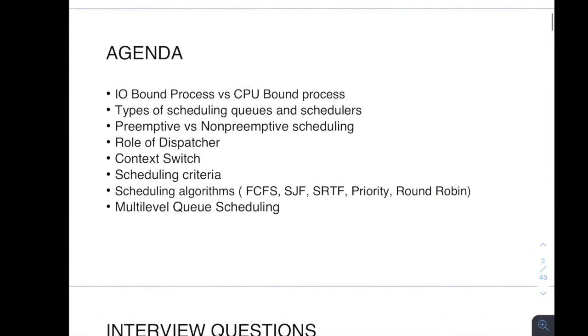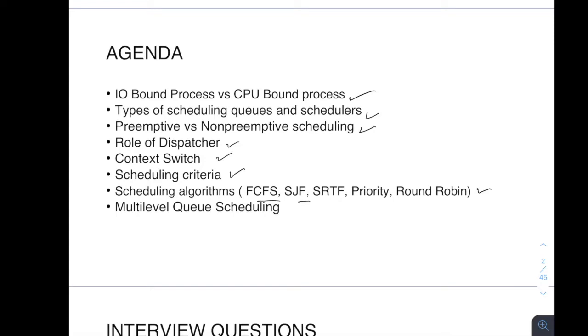So what's the agenda for this video? For this session, first I will cover the difference between IO bound process and CPU bound process. Then we will look at types of scheduling queues and types of schedulers. Then we'll move on to the difference between preemptive and non-preemptive scheduling. Then what is the role of dispatcher? What is context switch? What are the scheduling criteria in operating system? Then what are the scheduling algorithms like FCFS, SJF, SRTF, priority scheduling, round robin?